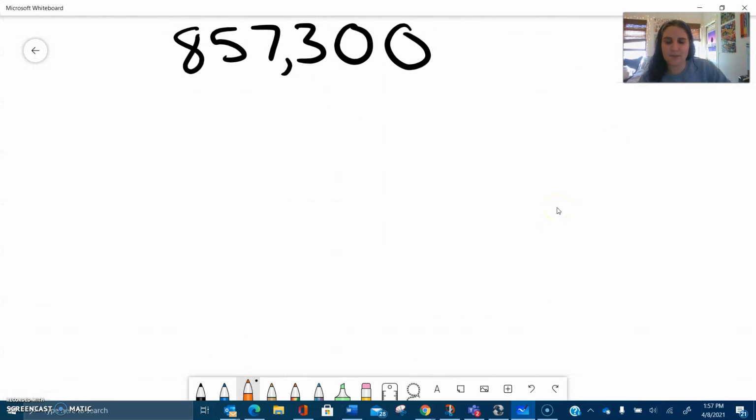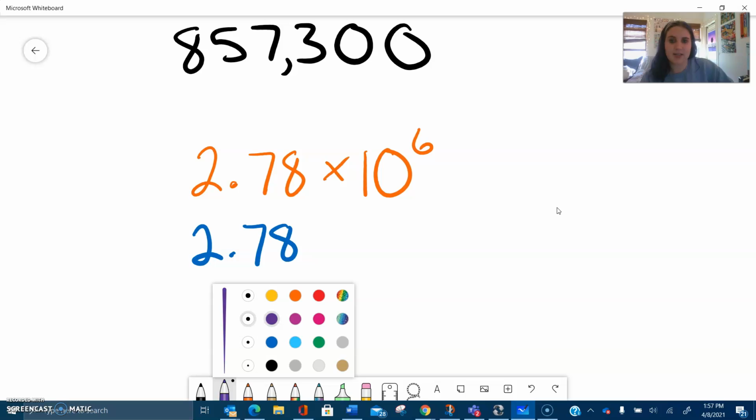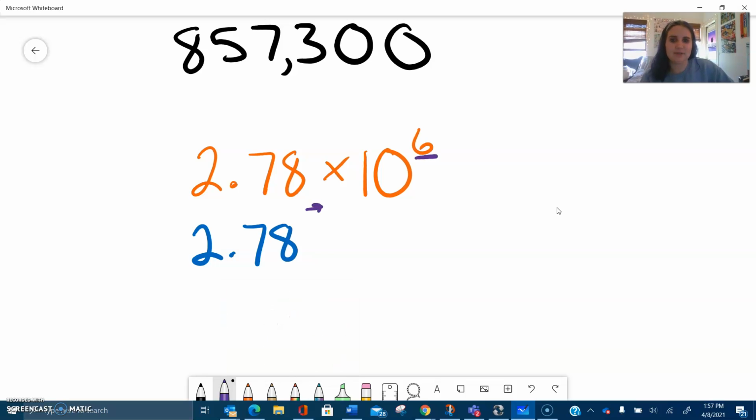Let's say I have the number 2.78 times 10 to the sixth. I'm going to rewrite my number, 2.78, and I'm going to move the decimal place, pick a new color, 6 places to the left. So I start at my decimal point and go 1, 2, 3, 4, 5, 6.